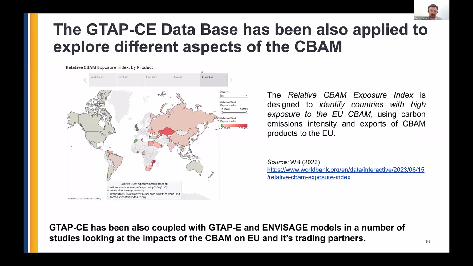We have also used the GTAP Circular Economy database linked to both GTAP-E and Visage CGE models, looking into various CBAM assessments for the EU, developing countries, and selected countries like Romania, Serbia, Ukraine, and so on.